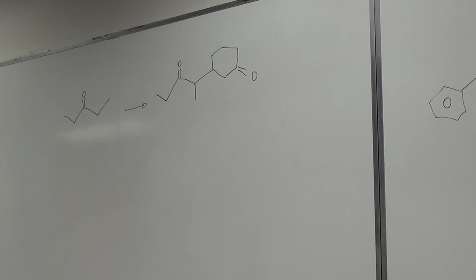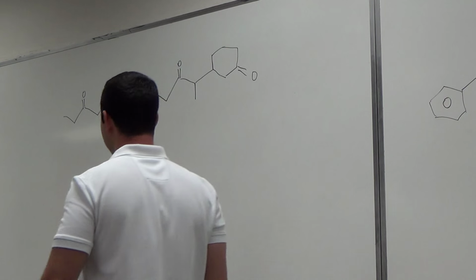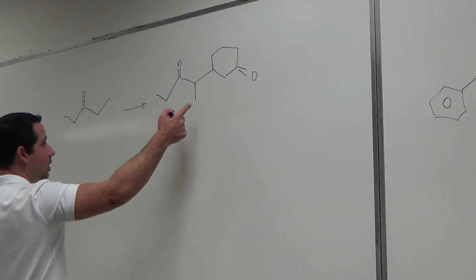So that must have come from a Stork. But how do you know it comes from Stork? It came from alpha beta addition, yes? But how do you know it's Stork? Because the starting material is a ketone, not a dicarbonyl. So this is a ketone, that's Stork enamine.